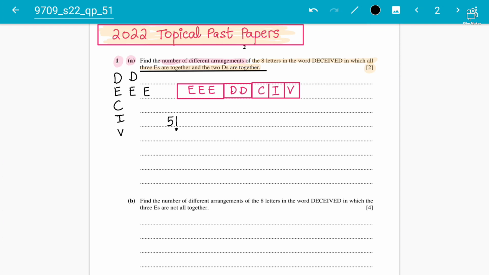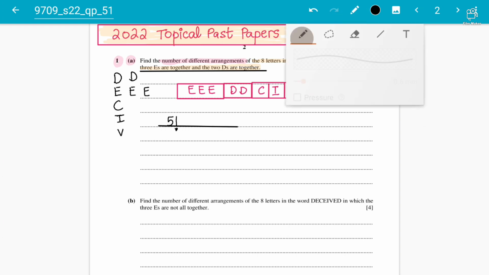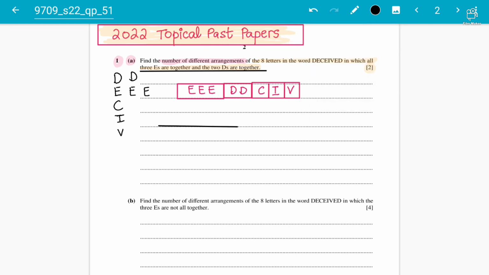Next, you need to understand the concept as well, students. If this is 5 factorial, you need to understand that the 3 E's can change their places inside. So E1, E2, E3 can change their places inside. That is why 3 factorial for them, and that is why 2 factorial for the 2 D's as well, because they can change their places inside.